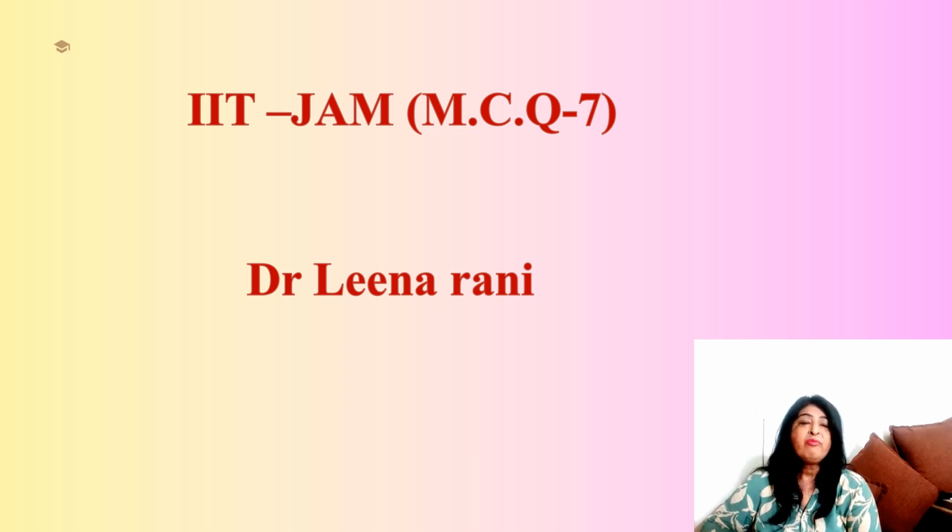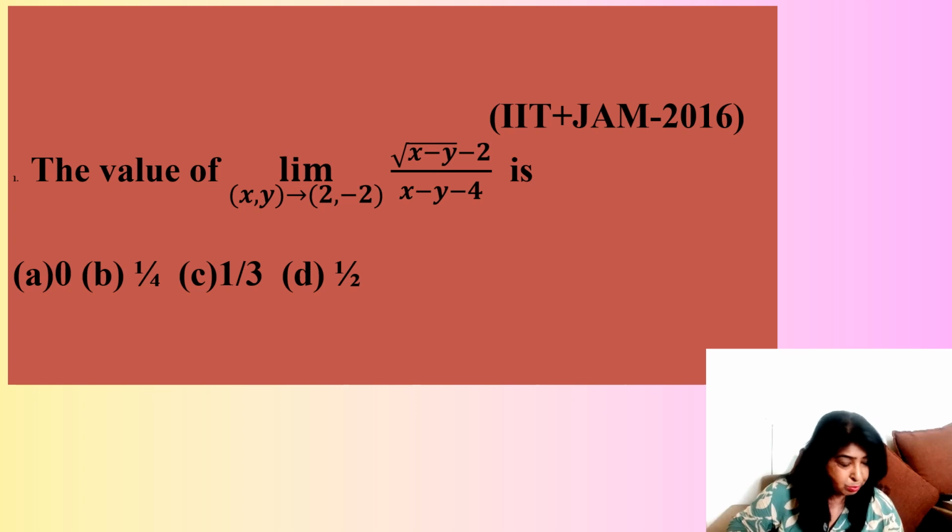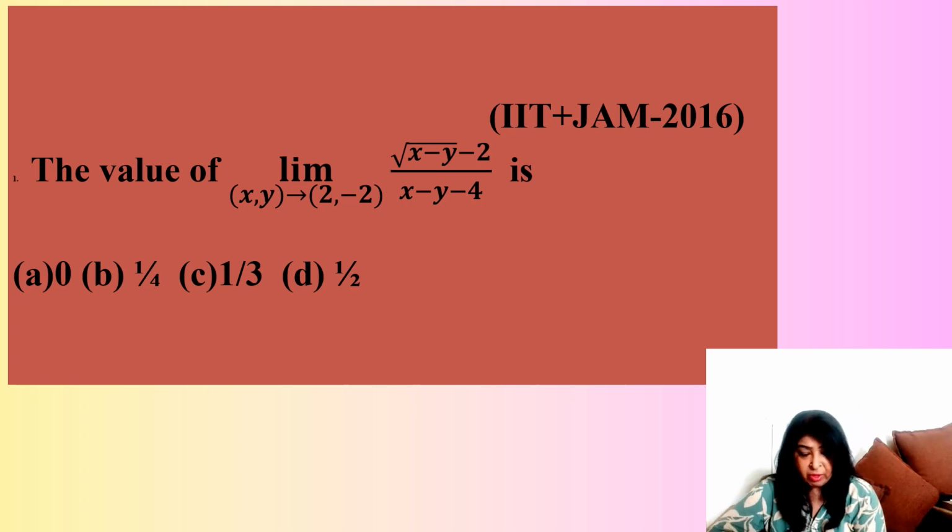So let us take up the first question. The value of the limit as (x, y) approaches (2, -2) of (root of x minus y, minus 2) divided by (x minus y minus 4) is: four options are given to you: 0, 1 by 4, 1 by 3 and 1 by 2. So how to solve this? Now what will we do?